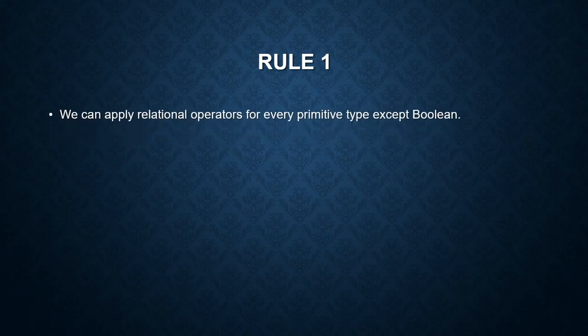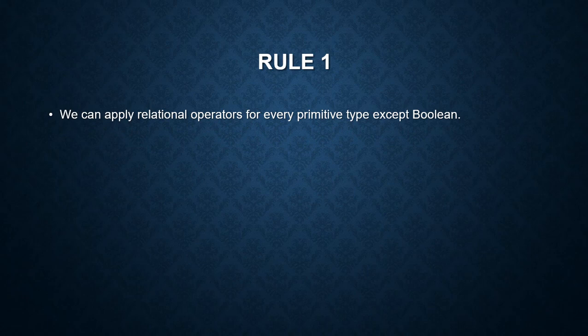Okay friend, there are some rules regarding relational operators that we have to remember. The first rule friend: we can apply relational operators for every primitive type, except Boolean type. It means that if I want to compare a floating point number with another number, an integral number with another number, or a particular character with another character, in this case we can use the relational operator. But if I want to compare Boolean values like true equal to true or false equal to false, in that case we are going to get an error.